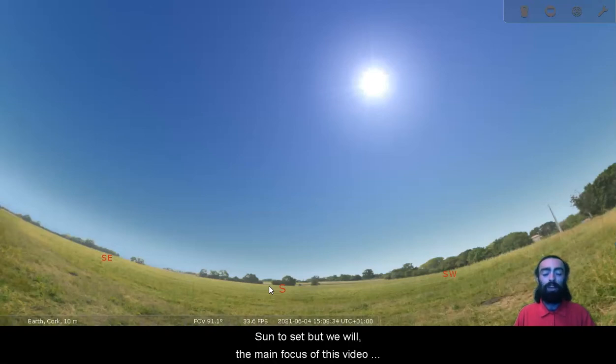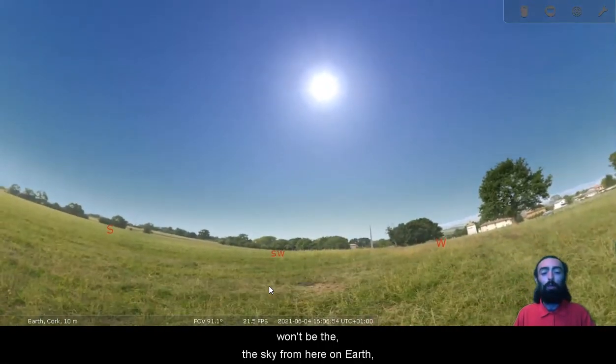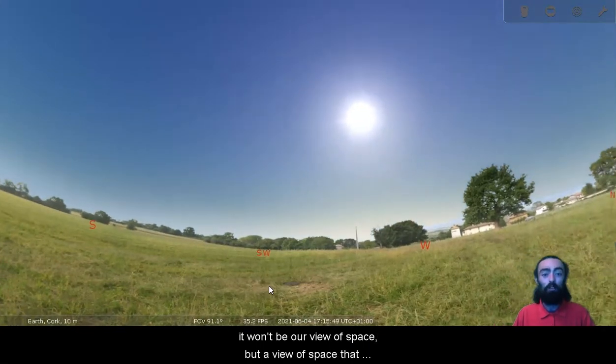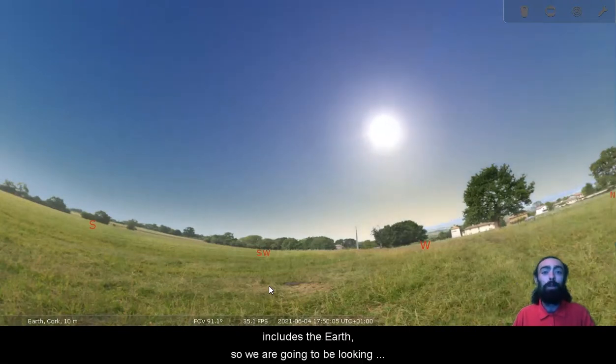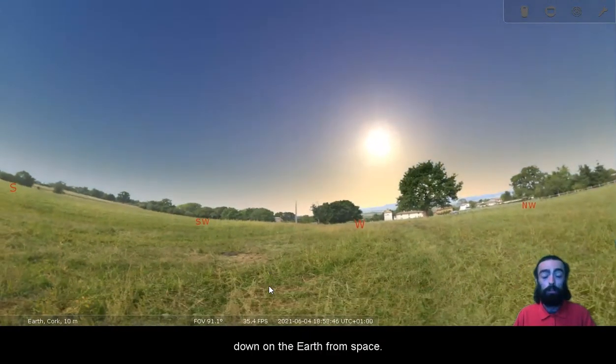We don't need to wait for the sun to set, but we will. The main focus of this video won't be the sky from here on Earth. It won't be our view of space, but a view of space that includes the Earth. So we are going to be looking down on the Earth from space.